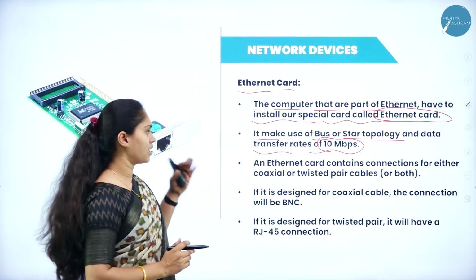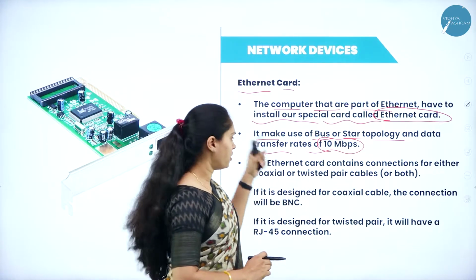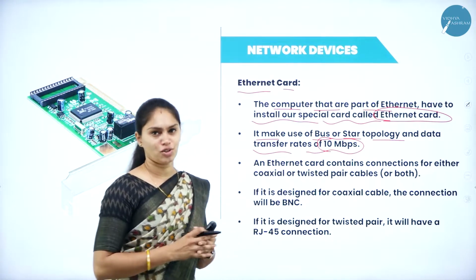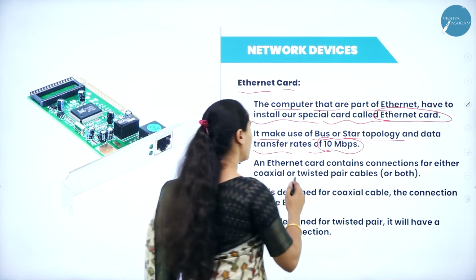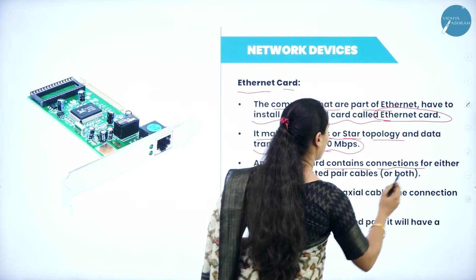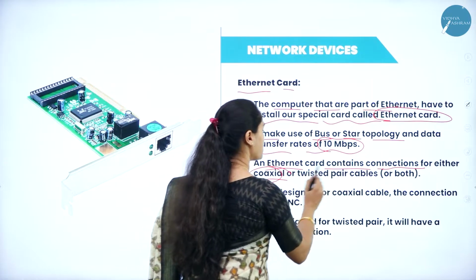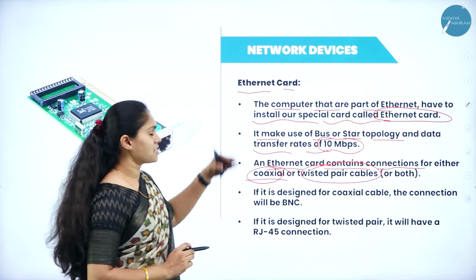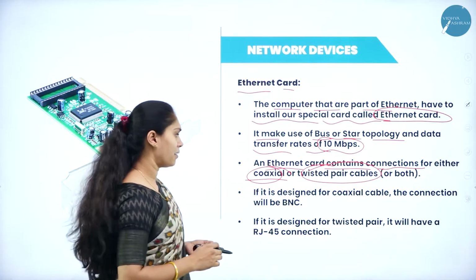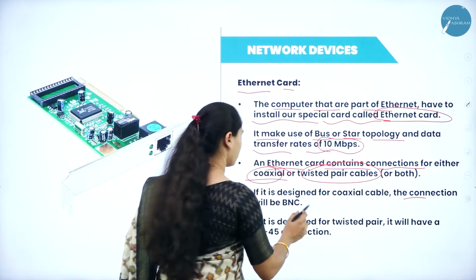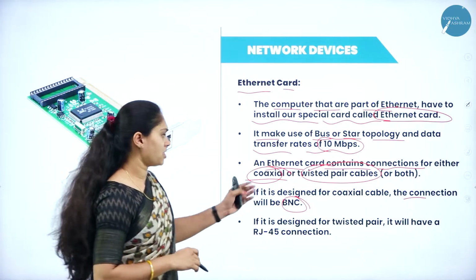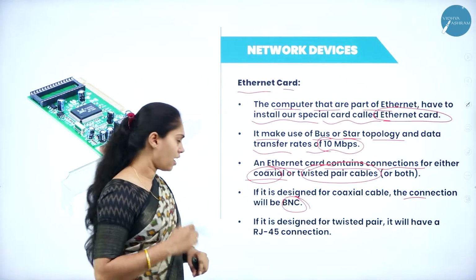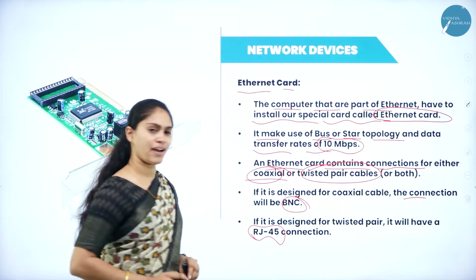So if I am using this Ethernet card, it will have a data rate of 10 Mbps, and it is going to use a bus or a star topology in order to establish a network. Also, as I told, this Ethernet card contains connections for either coaxial or twisted pair cable. If this Ethernet card is designed for a coaxial cable, then that kind of connection will be BNC. But if I am using a twisted pair cable for the designing and manufacturing of this Ethernet card, there we are going to use the RJ45 connection.